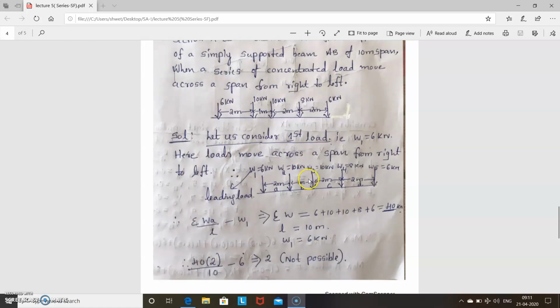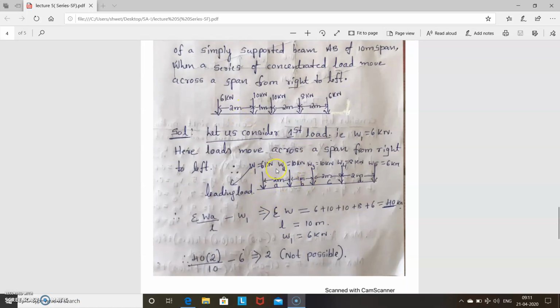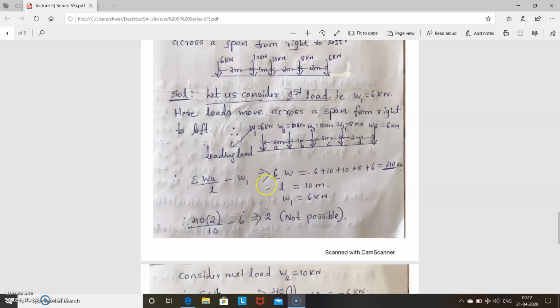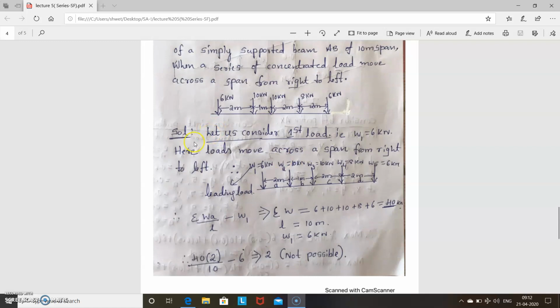Again, I have drawn a separate diagram. W1 is 6 kilonewton, W2 is 10, W3 is again 10 kilonewton, W4 is 8, and W5 is 6 kilonewton. First we have to find which load to place at the section. For that you use the formula: summation of W times a divided by L, minus W1. Consider first the leading load, W1, which is 6 kilonewton.